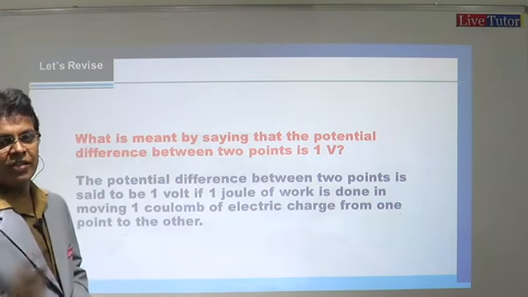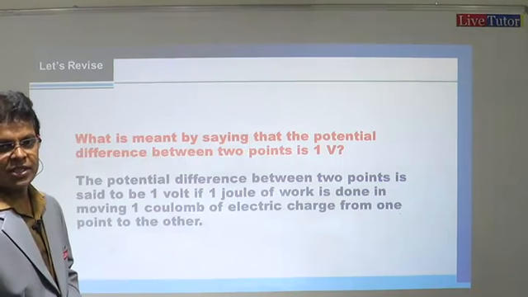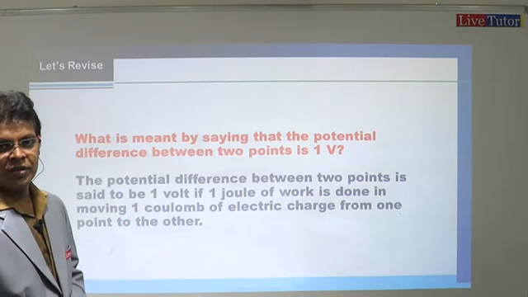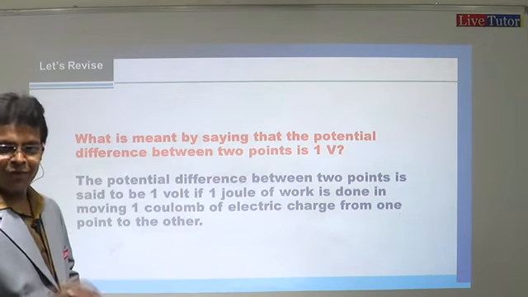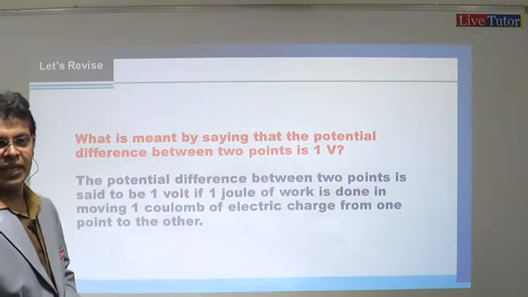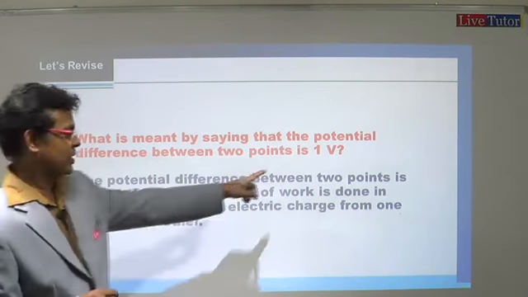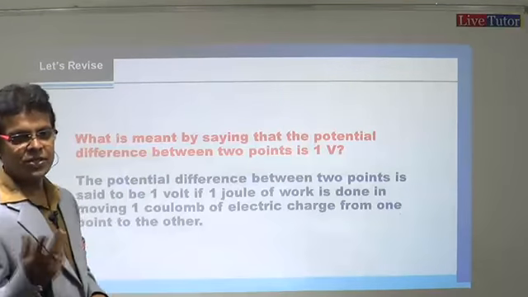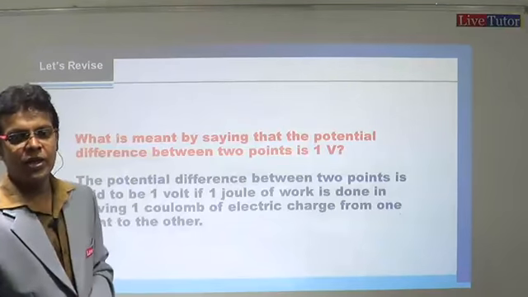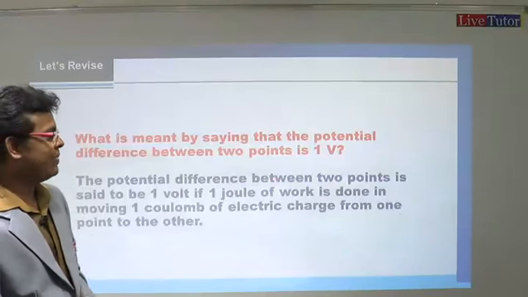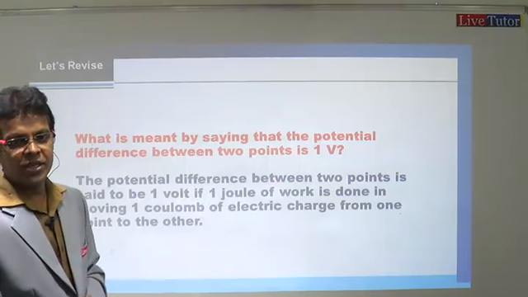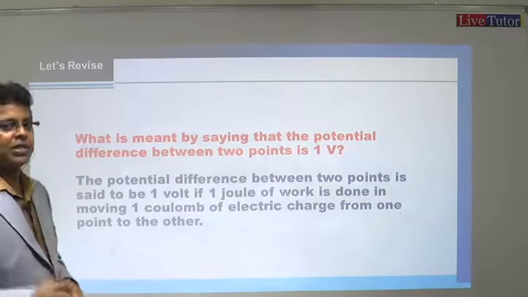Define the unit of potential difference, or define potential difference. It is not define the unit of potential difference; define 1 volt. That should be like this. Define 1 volt. Unit of potential difference, of course, that is also the same. 1 volt means the unit of potential difference. Both are the same only. Define volt, define 1 volt, or define the unit of potential difference. In all 3 ways it can be asked.